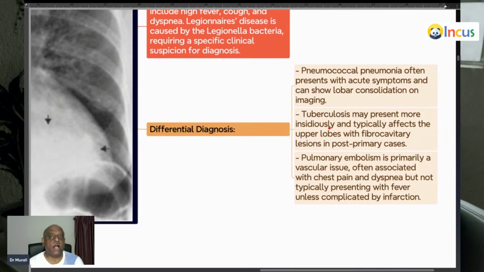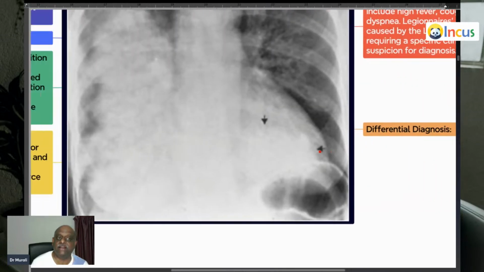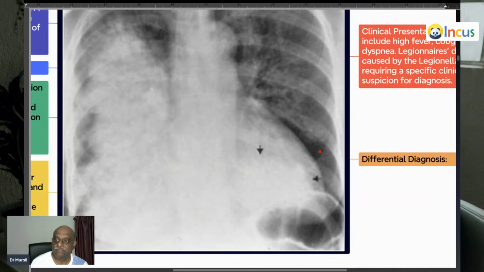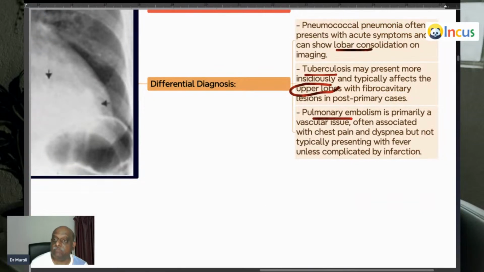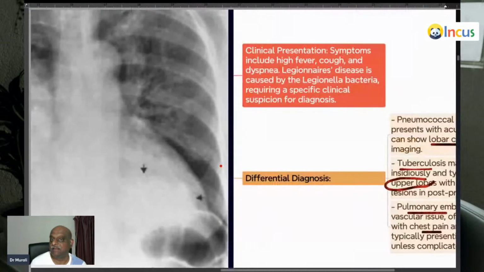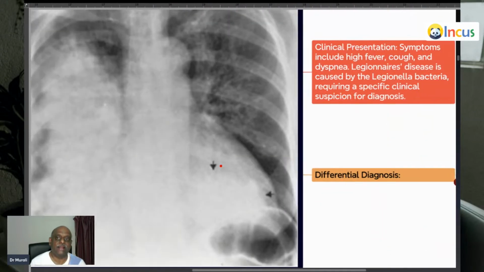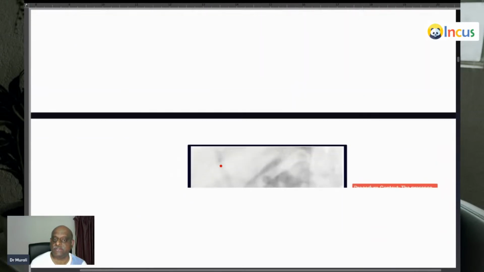Why not pneumococcal pneumonia? It will be a lobar consolidation. Why not TB? TB typically involves upper lobes with fibrocavitary lesions. Then why not pulmonary embolism? It will lead to chest pain and dyspnea, but not with fever. So that is how this is Legionnaires' disease.